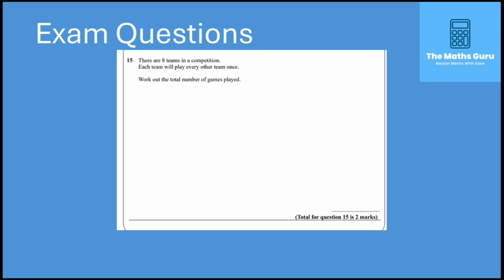Moving on to question 15, we have that there are 8 teams in a competition. Each team will play every other team once. Work out the total number of games played. So, to think about this logically, a game is played between 2 teams. And we are told there are 8 teams in a competition. Each team will play every other team once. So 8 teams need to play every single other team.